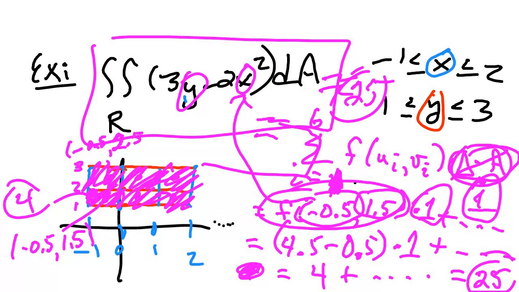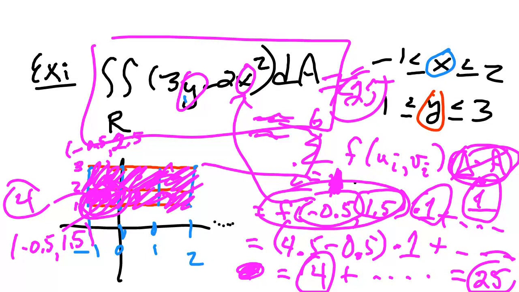So I plugged in minus 0.5 for X, squared it, got 0.25, doubled it, got 0.5, plugged in 1.5 for Y, 3 times 1.5 is 4.5, minus a half is 4, times the 1 is 4. And then I do that for all 6 rectangles, and I get 25, and that's approximately this value of the double integral.